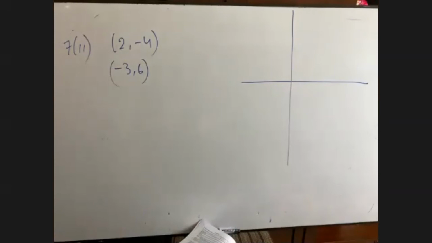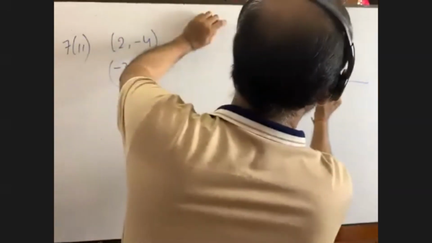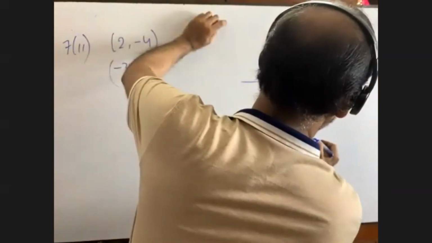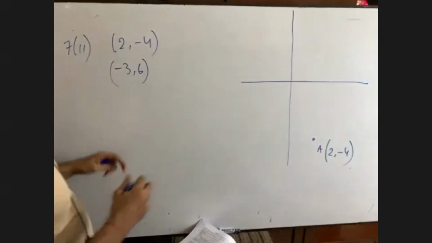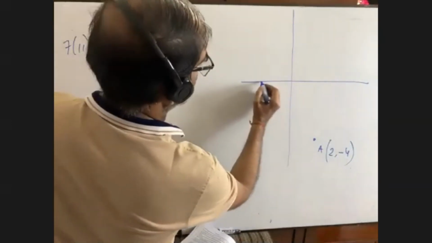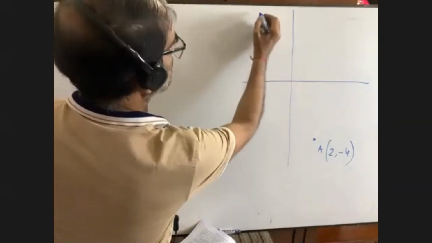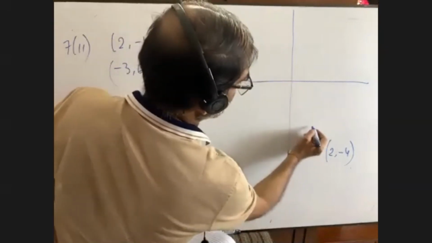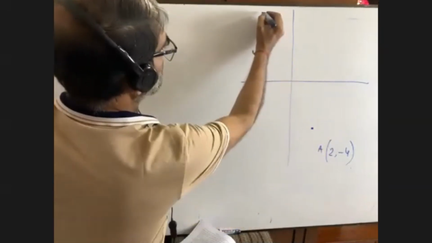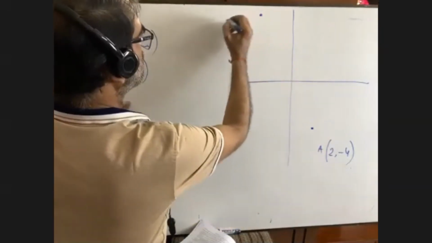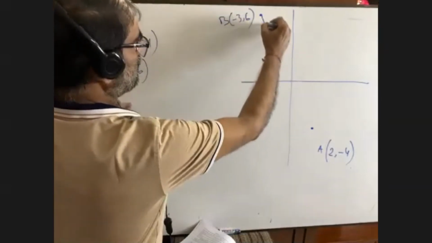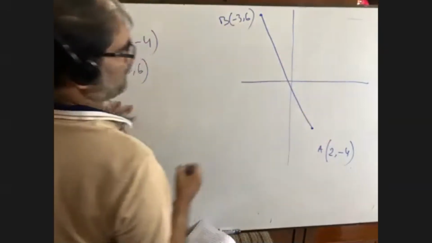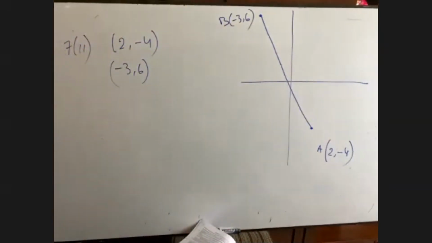(2, minus 4) and (minus 3, 6). This is 2, this is minus 4. This is A. You have to write like this. Minus 3 and 6. This is minus 3 and this is 6. Suppose we are taking the point here. It is B, (minus 3, 6). Okay. This is the math.